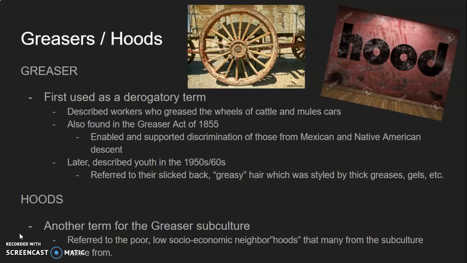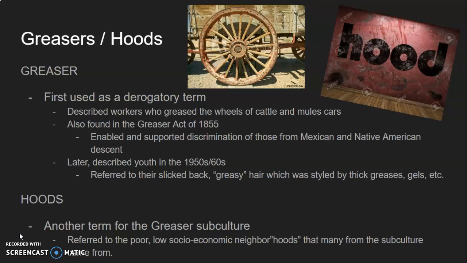Later on in the 1950s and 1960s, these young teens who were rebelling against the mainstream culture started to be called greasers, because one of their traditions, their style, was this greasy hair, right? This thick, greasy hair that they use these gels and these pomades and these oils on. So they started to be called the same derogatory term that these Mexican and Native American people were called back in the 1850s. The other name that they started to be called was hoods.